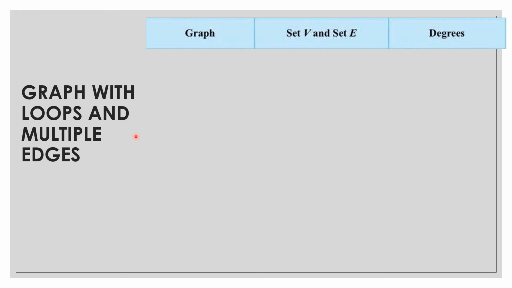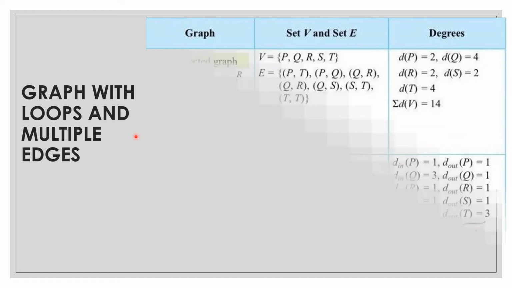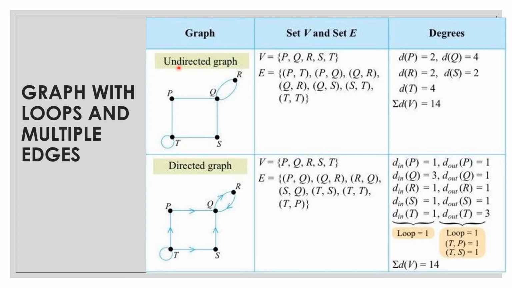Now we go to graphs with loops and multiple edges, also divided into 2 types: directed graph and undirected graph. The directed graph you have learned just now, all are the same, just the directed graph is a little bit different. The set V is the same as the undirected graph, P, Q, R, S, T, and the set E is different because there is a direction assigned here and you must follow the directions, and you have to identify where the initial vertex and the terminal vertex are.